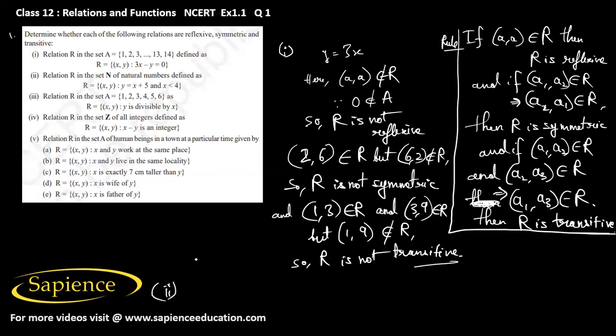In question number 2, here y = x + 5, x is less than 4. So suppose for example R is in the set of natural numbers. So this relation R is on the set of natural numbers only. So only natural numbers can be used. So if I take x equal to 1, then y will be equal to 6. So (1, 6) belongs to the relation R.